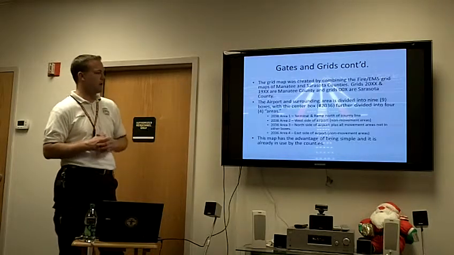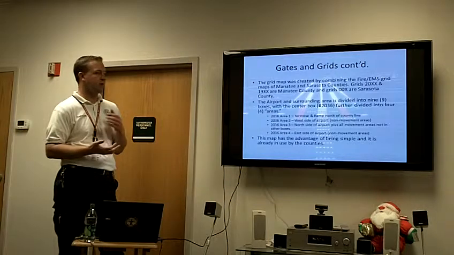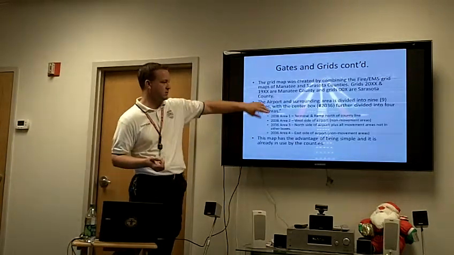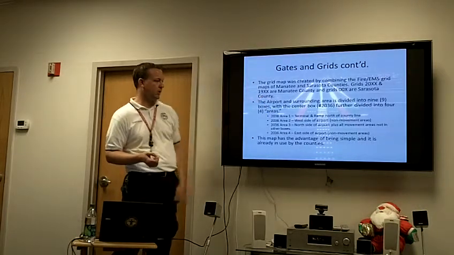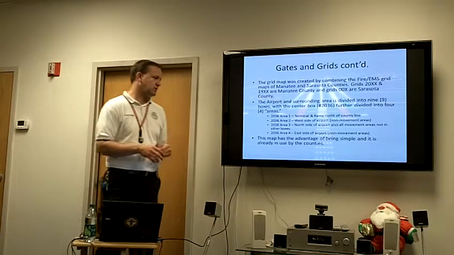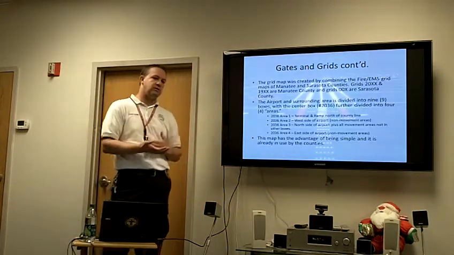I'll show you the map in a minute. The airport and surrounding areas are divided into 9 boxes, with the center box being 2036. I'll explain it more with the map in a second. The map has the advantage of being simple and is already in use by both counties, so it's a very simple and easy system to follow.